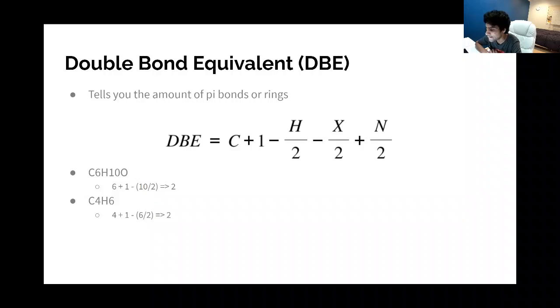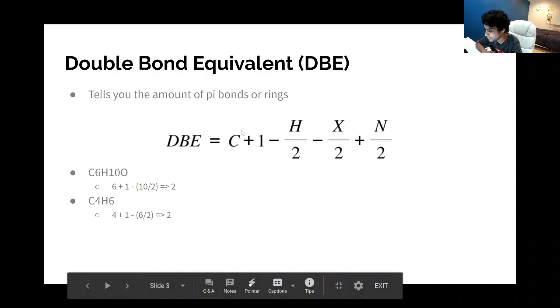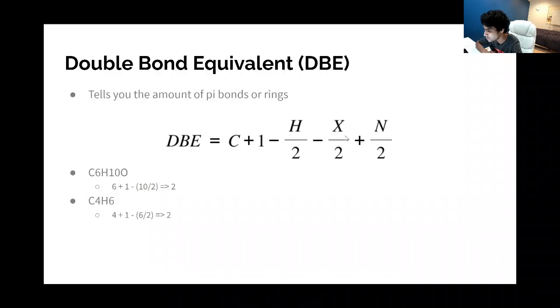The double bond equivalent essentially tells you how many pi bonds or rings are in a given compound. The equation is the number of carbons plus 1, minus the number of hydrogens divided by 2, minus the number of halogens divided by 2, plus the number of nitrogens divided by 2. Let's take a look at an example: C6H10O. You plug the values in: 6 carbons plus 1 minus 10 divided by 2, that gives you 2.